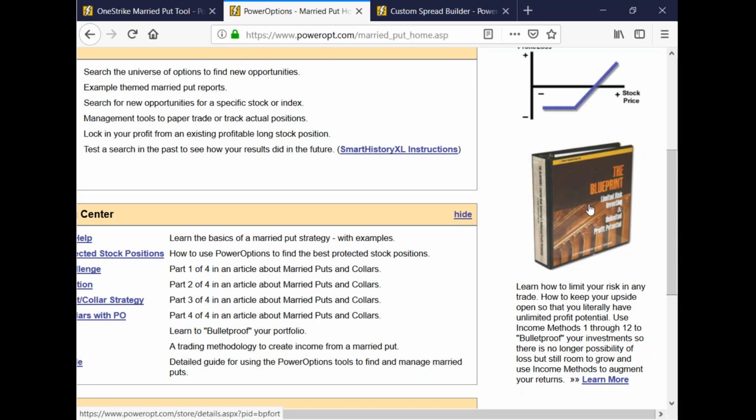Why are there 12 income methods? Well, some work best if the stock moves up, some can be used if the stock stagnates, and some are best used if the stock falls in price. So in different market conditions, I'm going to use different adjustments. The ones we talked about today, 4 and 6, are basically used when the stock moves up, or if you're expecting a large move and you want to generate some premium but leave the upside open.